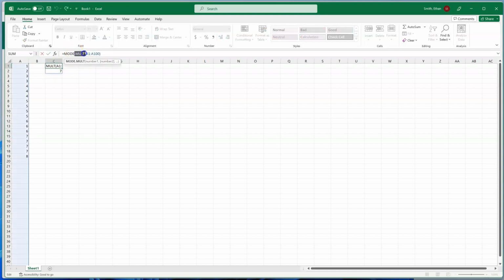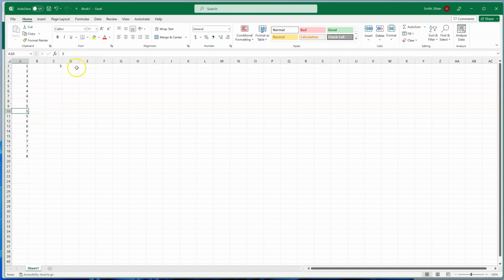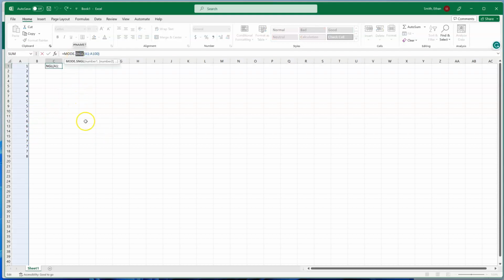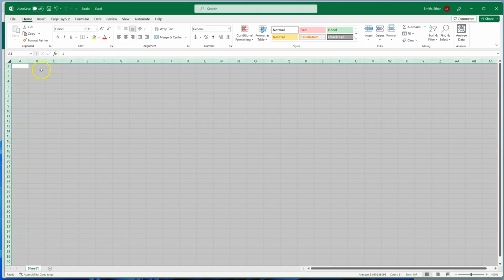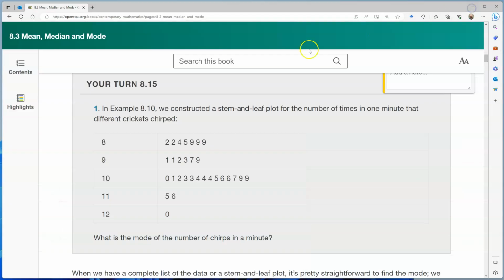If we use the single, then it's just going to return 5. It should return 7 as well, but it's just going to return the first one that it picks up. So you got to be careful using single. I would advise you using that MULT so that it picks up all of your modes if you have them. And so that's how you can use mode in Excel.